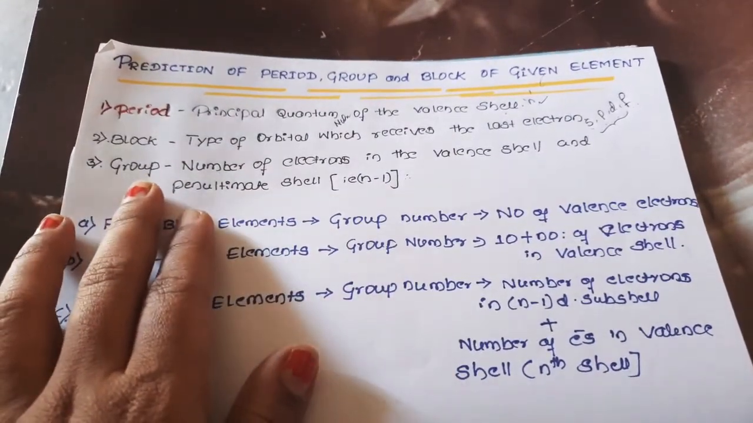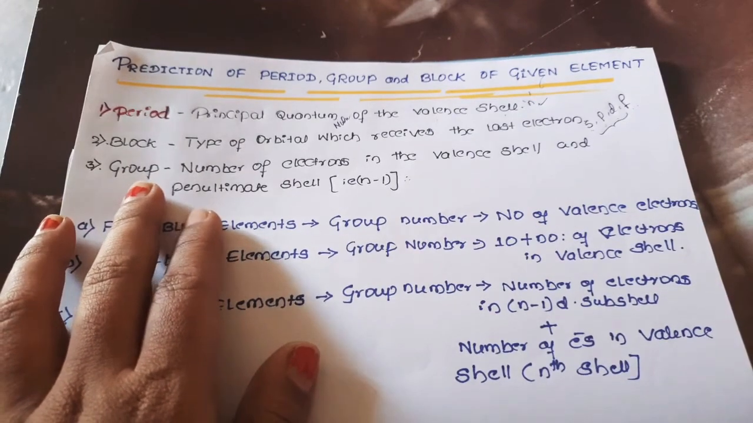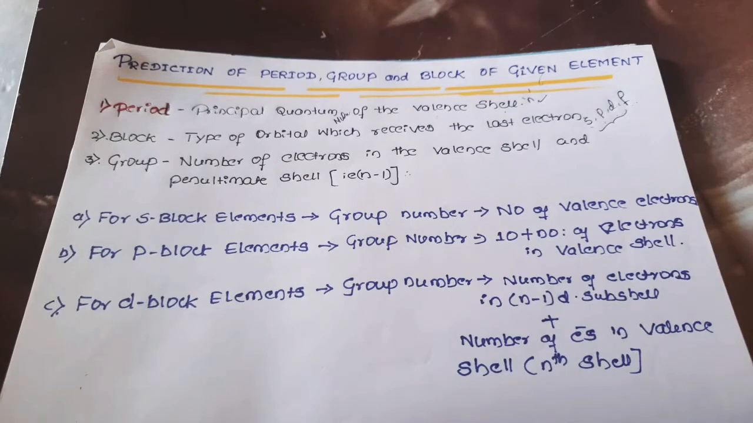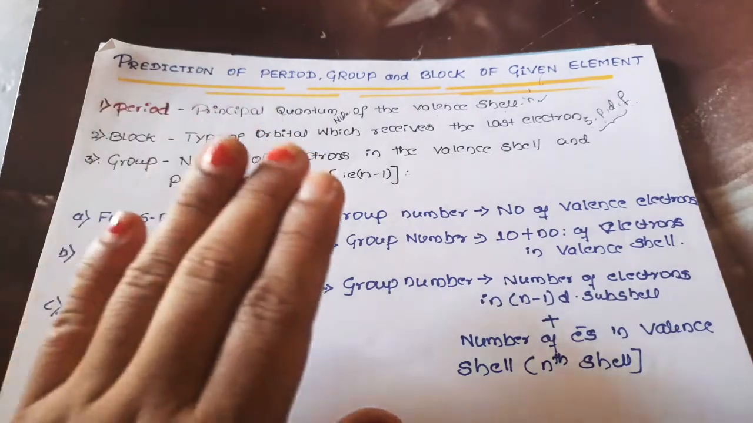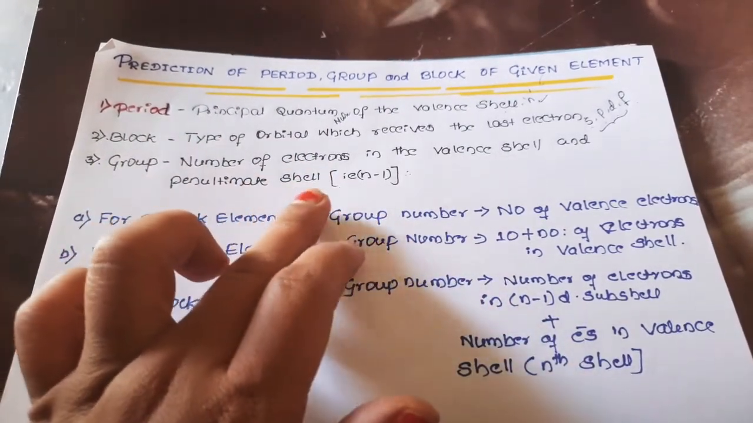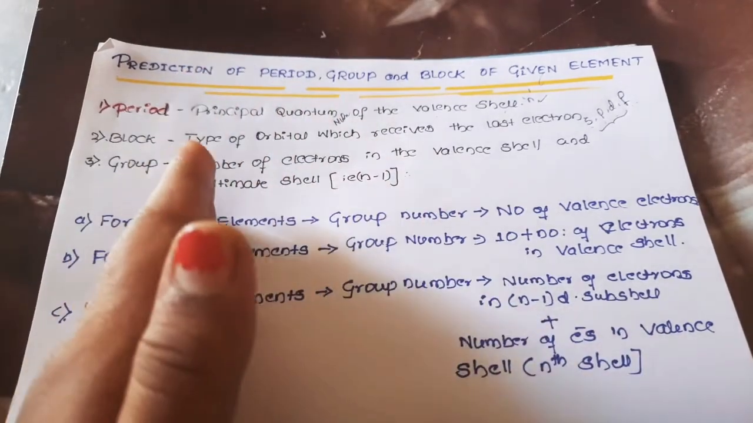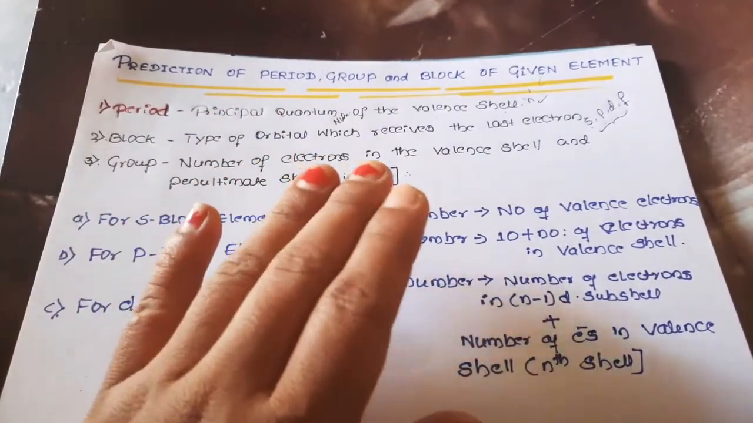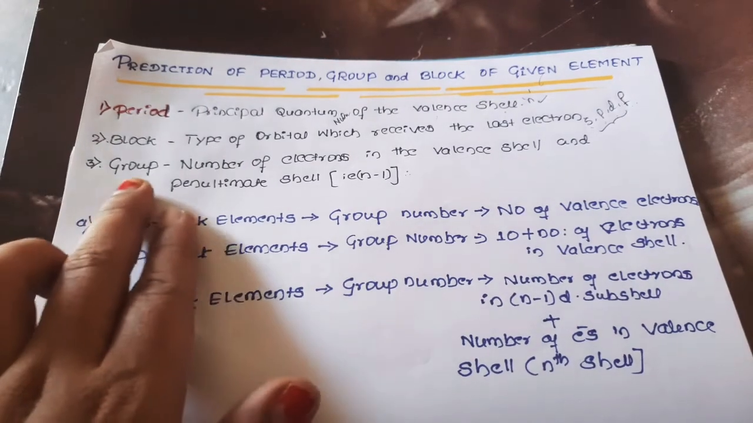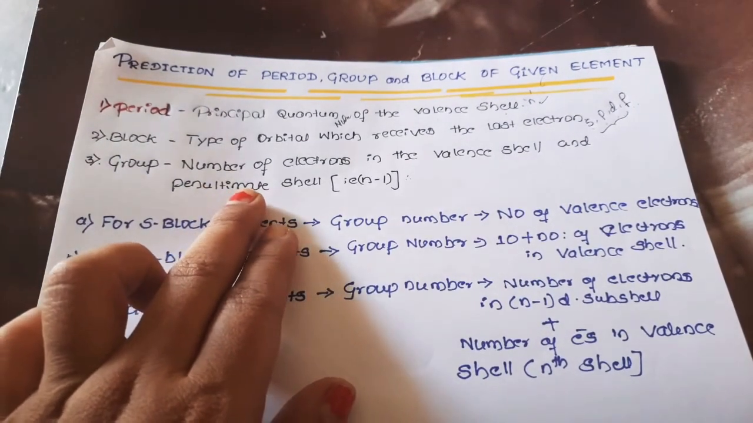Now comes the group. There are 18 groups as we all know. How are we going to calculate the group? By seeing the electronic configuration. It's quite simple. In general, it's the number of electrons in the valency shell and the penultimate shell, the shell before the last one. That is, how many electrons are present in the outermost shell, and how many are present before that. This is the general rule.